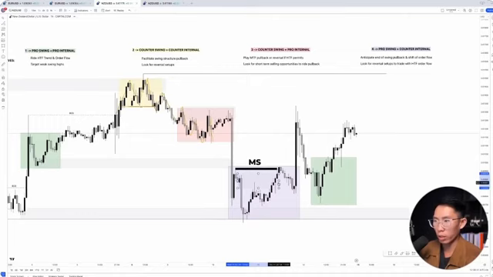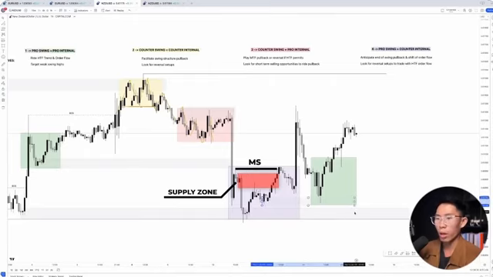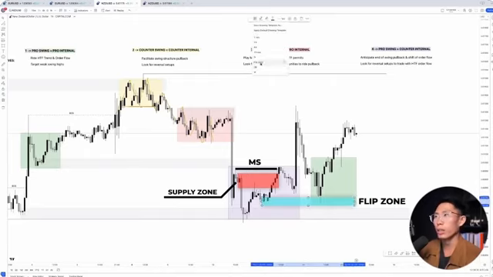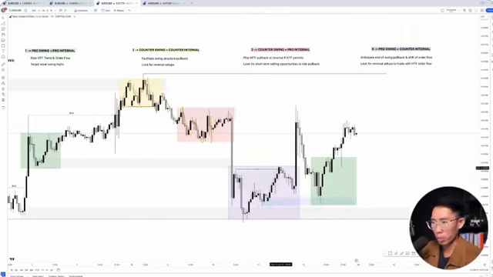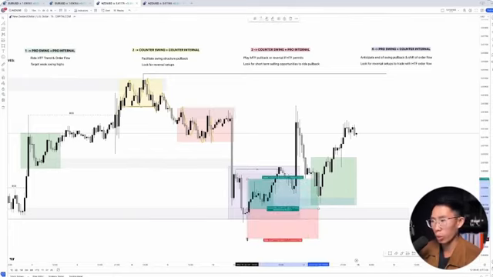There's a supply zone right here. Okay, supply zone. And then it created a failed reaction right here. So there's actually a flip zone right here, right? This is where you can actually look for your entry, right? So first of all, after price created a market shift and starts pulling back, this could be your first point of entry, right? Somewhere around here, you probably get the lower time frame market shift.